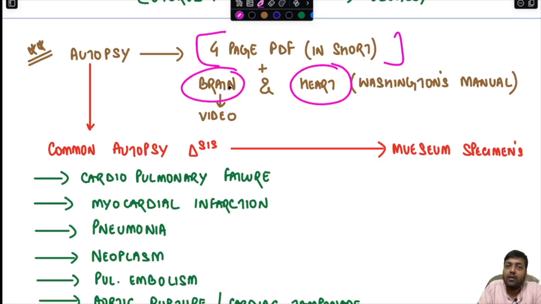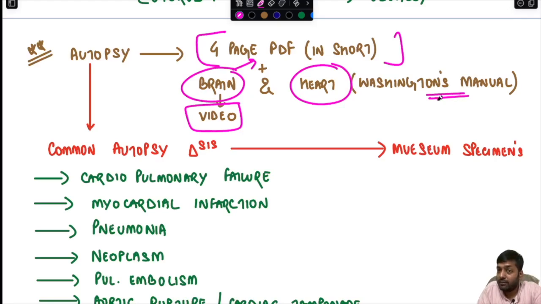Now brain, whatever is given in this PDF, you read from there, and I have also shared a particular video. If you see this video and read the PDF completely, it is step by step. And for the heart, you see the dissection of the heart from Washington's manual. That PDF also I have shared.